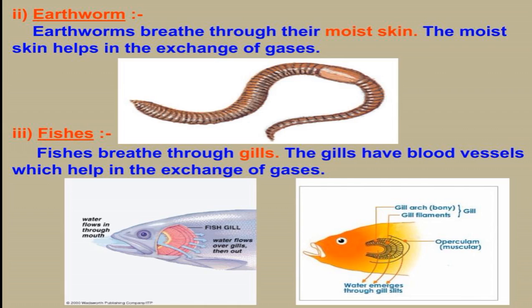Frogs use mainly lungs for respiration on land, but they can also respire through their moist skin while in water. That is why frog is called slippery.